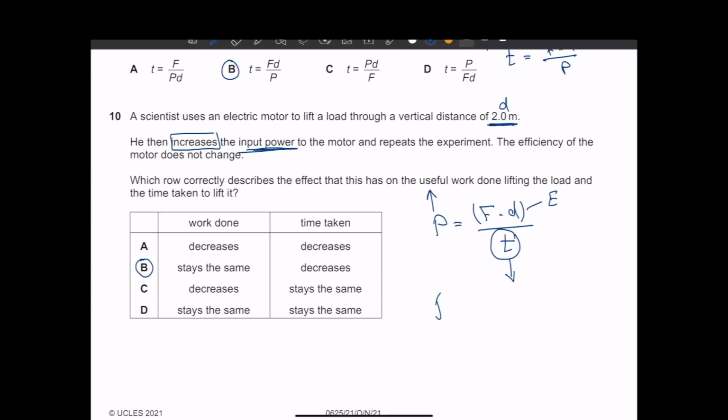Just keep in mind that power is inversely proportional to time under just one condition: if the energy is constant. And that happens if it is working with 100% efficiency.